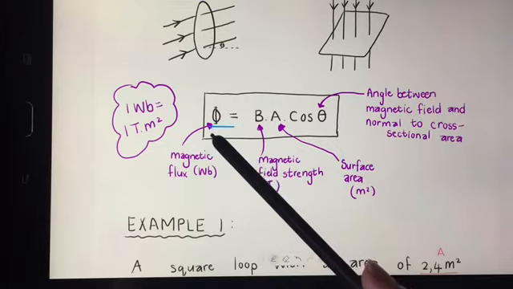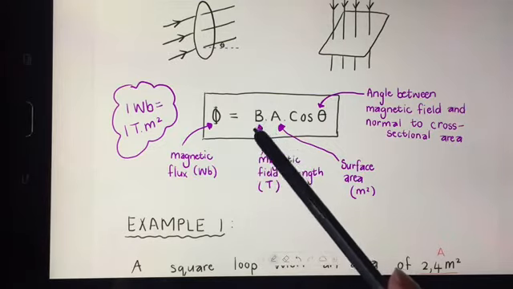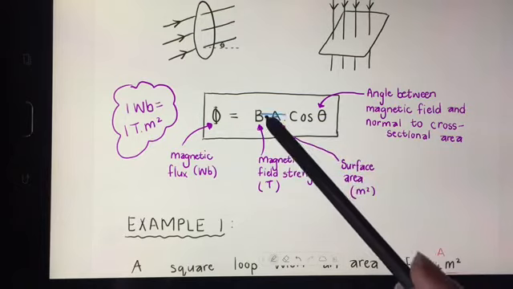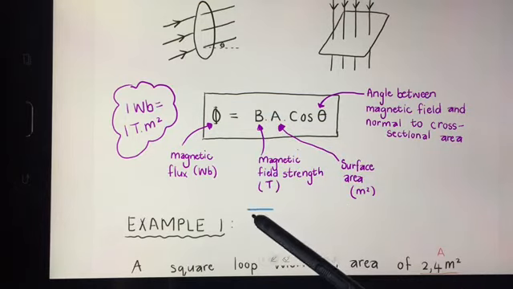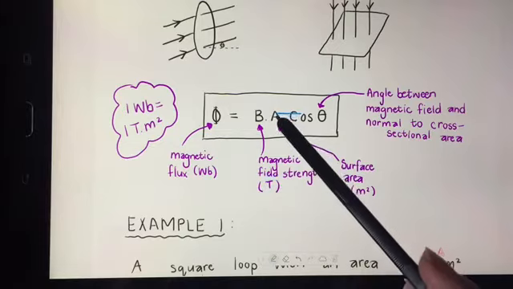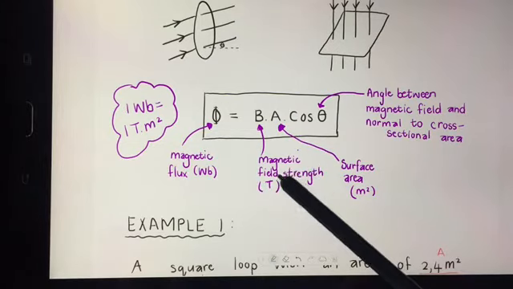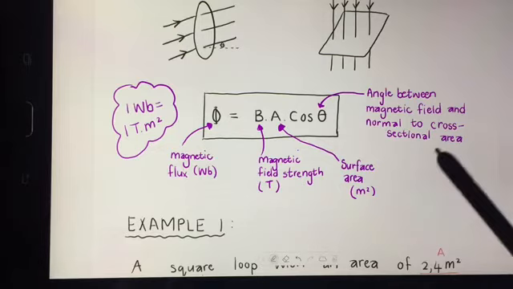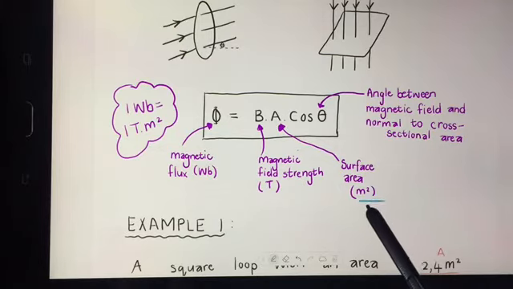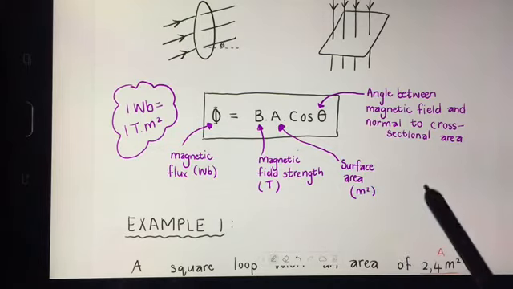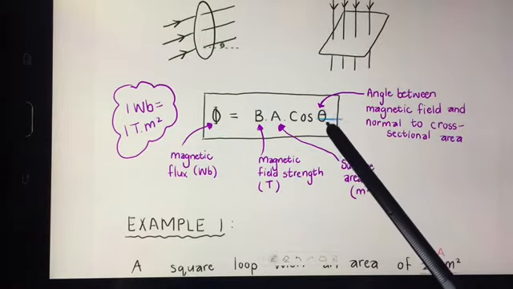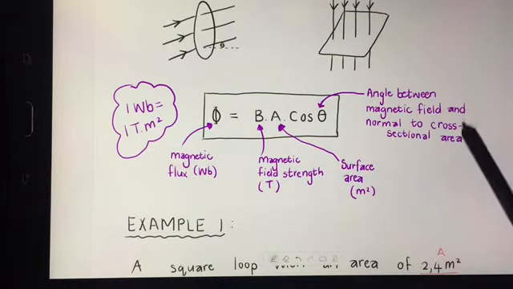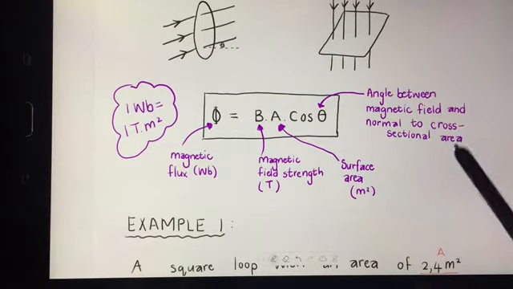Magnetic flux, which is measured in Weber, is equal to BA cos theta. B is the magnetic field strength, which is measured in Tesla, and A is the area through which these magnetic field lines pass. And this area must be in meters squared. Then cos theta, theta is the angle between your magnetic field and a normal to the cross-sectional area. And the best way to explain that is when we look at an example, which we'll do shortly.